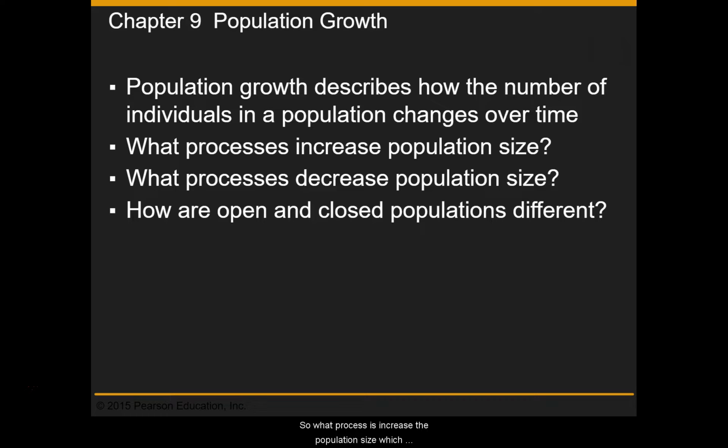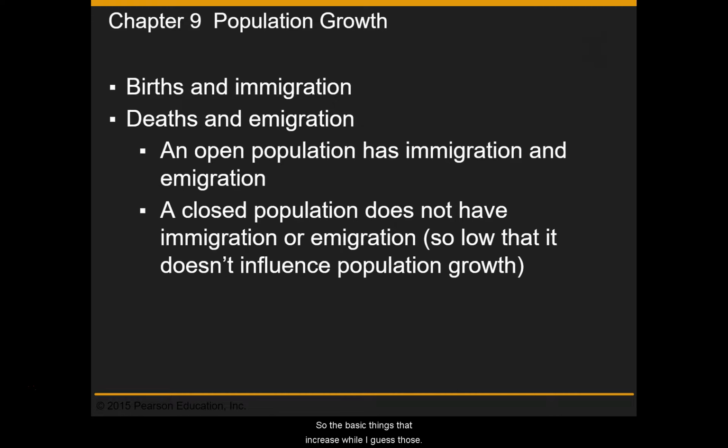So what processes increase the population size, and which processes decrease the population size? We're also going to talk briefly about the difference between an open population and a closed population. The basic things that increase a population, really the only things that increase a population, are births, organisms being born, and immigration. Remember, immigration is organisms coming into the population. The things that decrease a population are deaths and emigration, or things exiting a population.